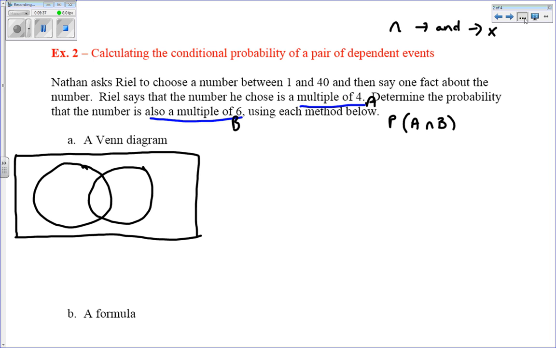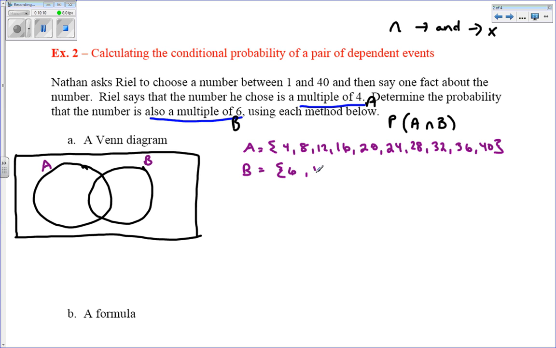Okay. So what we want to do is figure out what numbers go where. So we'll say that this is A and this is B. So A is multiples of 4. B is multiples of 6. So let's look at event A: 4, 8, 12, 16, 20, 24, 28, 32, 36, and 40. Okay, so those are the multiples of 4 for event A. Event B is multiples of 6: 6, 12, 18, 24, 30, 36.